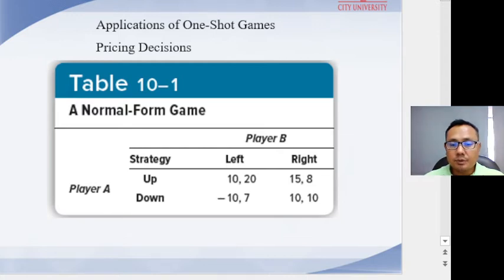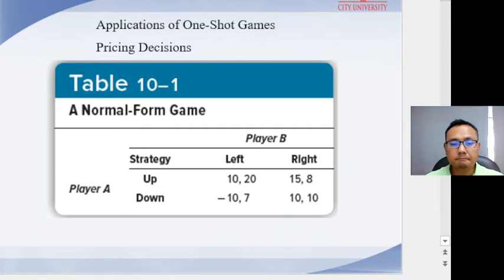So if B chooses right, the best choice of A would be up since 15 units of profit are better than 10. So he would earn more by choosing up. So in short, regardless of whether player B's strategy is left or right, the best choice by player A is up. Up is a dominant strategy for player A.